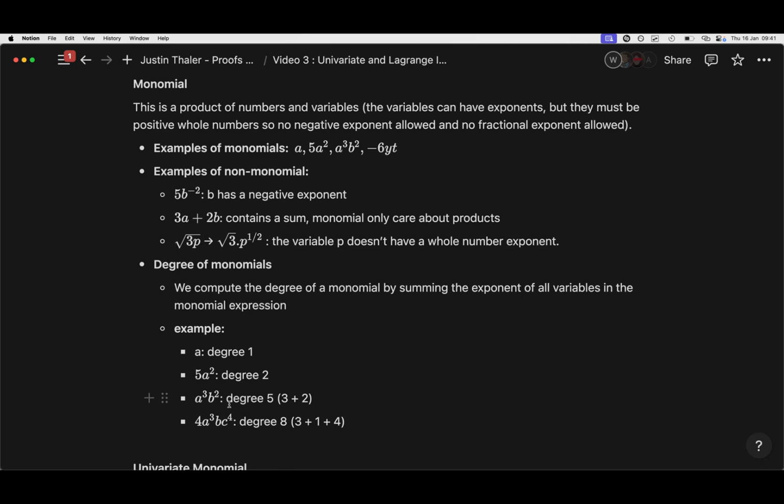3x squared plus, so that's a constant. So let's say we had 3x squared. What is the degree of this? 2. So how many points do we need? 3. So let's just use 0, 1, 2. That's actually what we use.